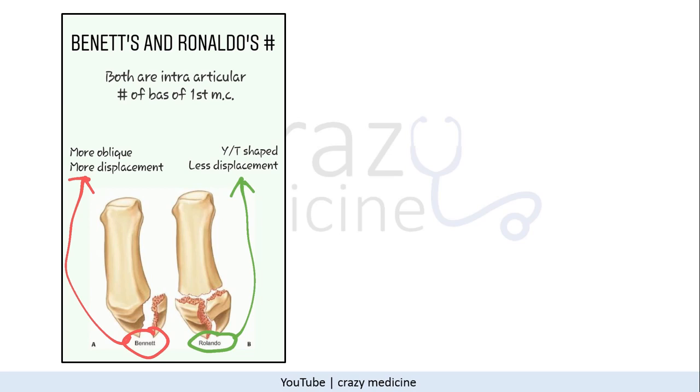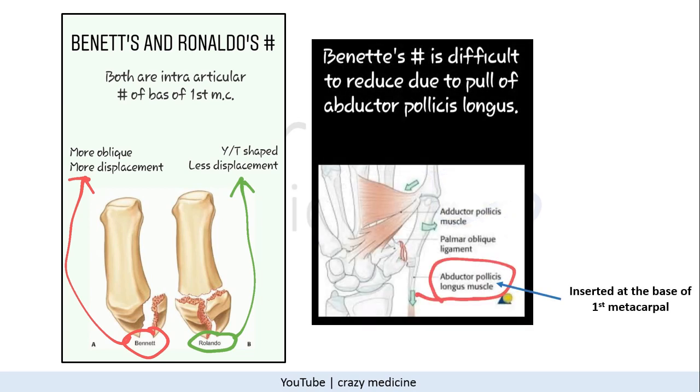see in this diagram. Another important MCQ point is Bennett fracture is difficult to reduce due to the pull of abductor pollicis longus. As you can see in this diagram, abductor pollicis longus is inserted at the base of the first metacarpal bone, which is pulling it upwards, so it is difficult to reduce the fracture.